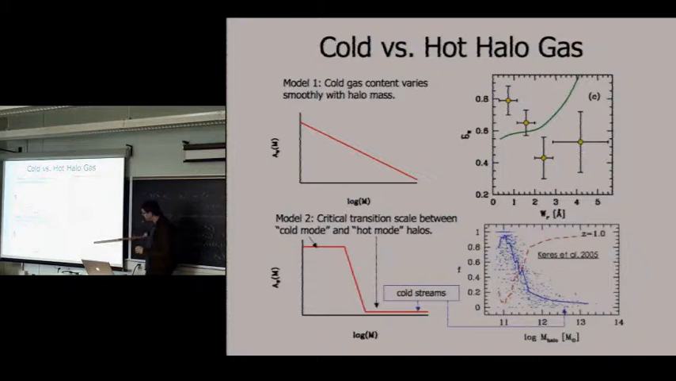You have this tail of cold gas particles which extends all the way out, even above 10 to the 13 solar masses. These are now cold streams, where it's like filamentary accretion, where you get a cold stream which can penetrate inside the virial radius and stay cold all the way into the center of the halo.